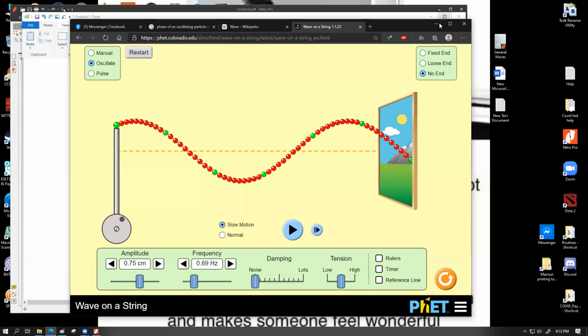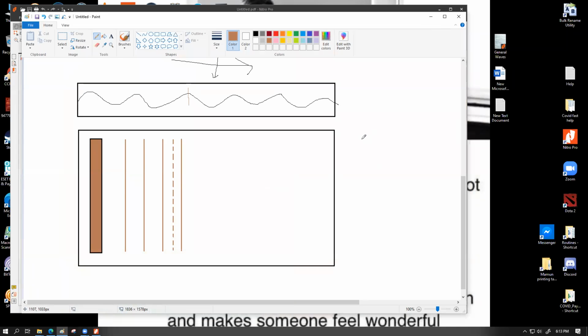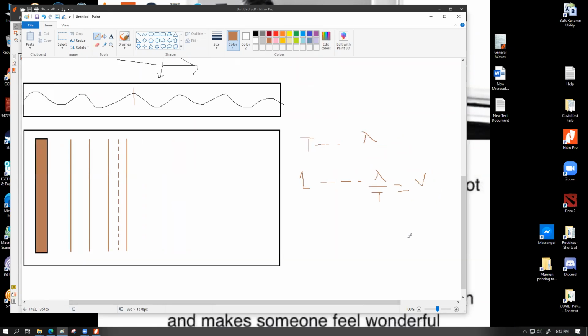So in time T, the distance covered is lambda. In unit time, the distance covered would be lambda by T, and the distance covered in unit time is essentially what is defined as speed. This is the basic formula for speed and time period. From the definition of frequency, f equals 1 by T, because T time is required for one oscillation, so in unit time it gives 1 by T oscillations, which is frequency. If we replace 1 by T, we get f lambda equals v. That's the defining equation for a wave.